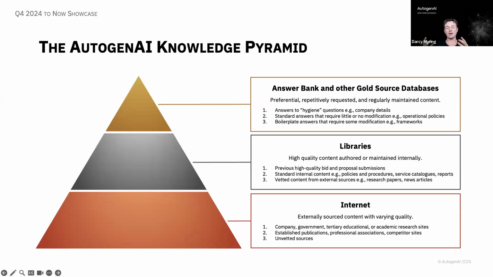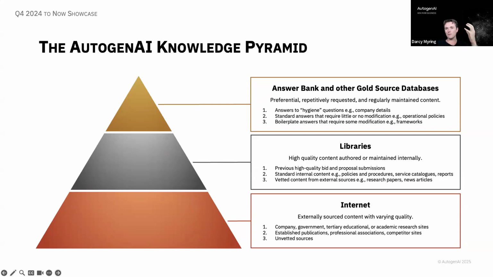So one of the things that, as we begin talking about the next phase of AutogenAI, we're thinking about is this knowledge pyramid. So you can see at the bottom, we've got the internet. So this is your externally sourced content. It might come from your website, but it also might come from some random website that isn't even affiliated with you. It's not a vetted source. It's not necessarily reliable. And so it does have useful content, but we really want to prioritize our own library content before that, assuming we have that content in our library.